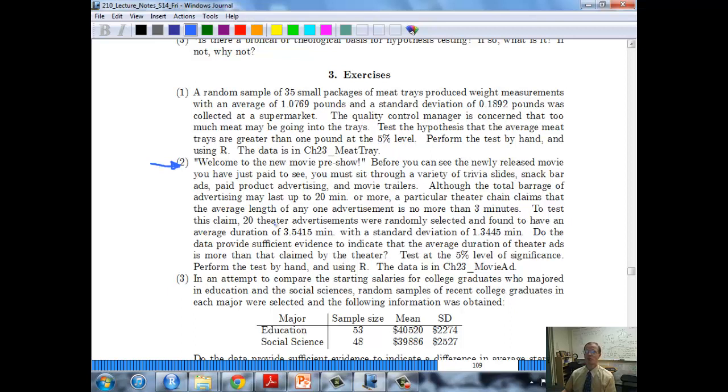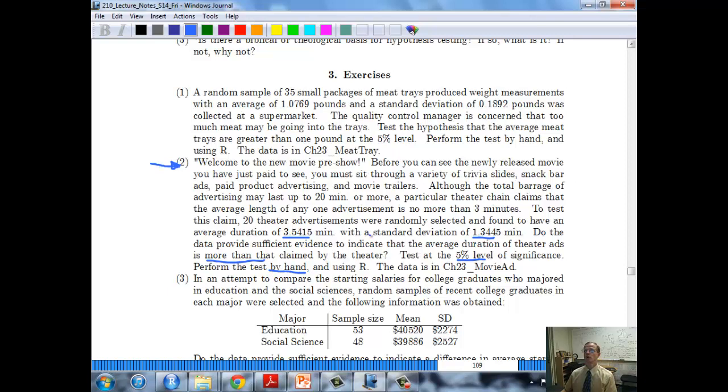To test this claim, 20 theater ads were randomly selected, found to have an average duration of 3.5 minutes, standard deviation 1.3. Those are both sample. Do the data provide sufficient evidence to indicate that the average duration of theater ads is more than that claimed by the theater? More than, note that. Okay, test at the 5% level of significance, and we'll do it by hand and on R.